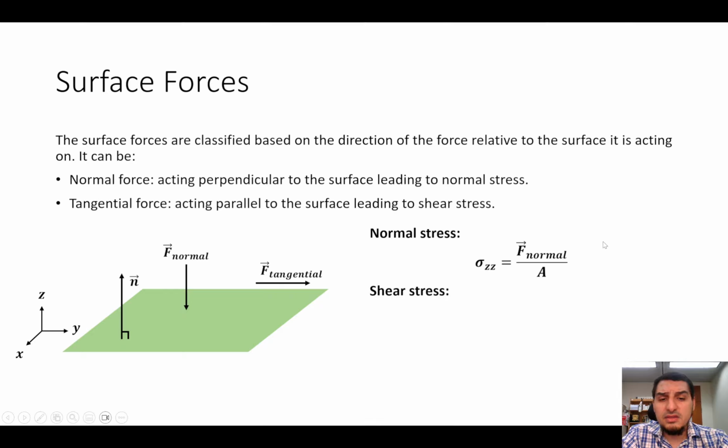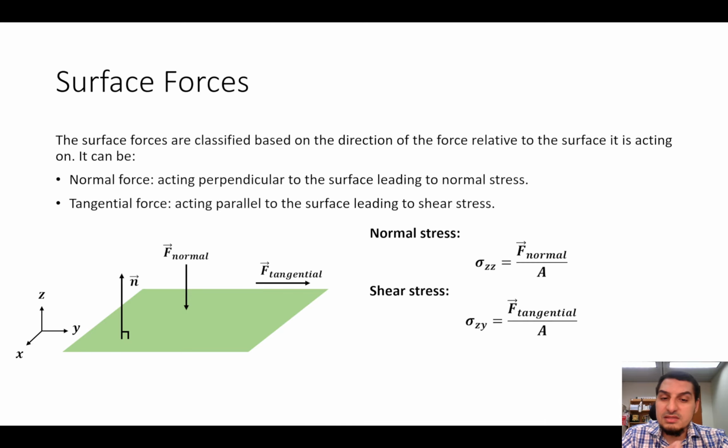Okay, and there is the shear stress. We give it the symbol sigma zy. This z is the normal vector, so the area has a normal vector in the z direction, and y is the direction of the force. In this case, the force is parallel to the surface. It can be the same for zx if it's parallel in the x direction.